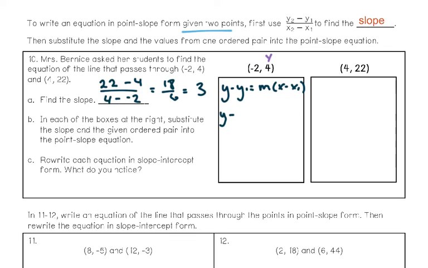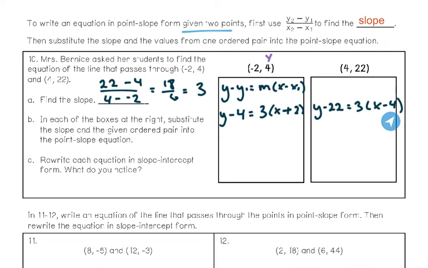The y coordinate is 4. The slope is 3. The x coordinate is -2. So instead of writing minus -2, I'm going to write it as plus 2. I've done steps A and B, and I'm going to pause there for you to try to write the equation of the line in point slope form using this point. Go ahead and try that now and press play when you're ready to check.